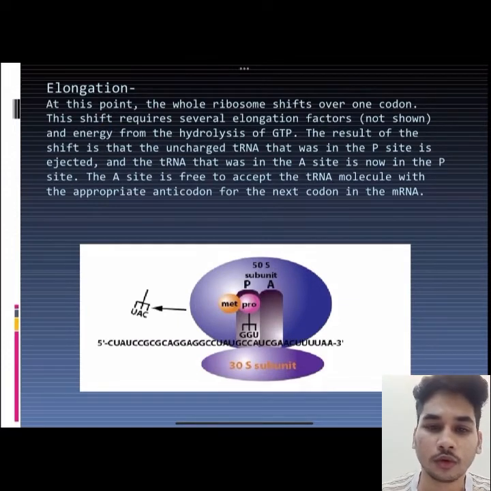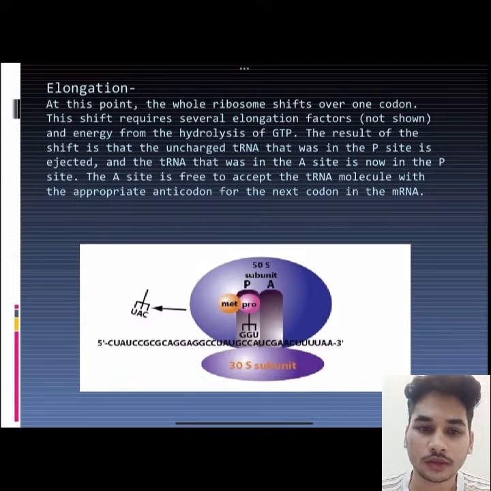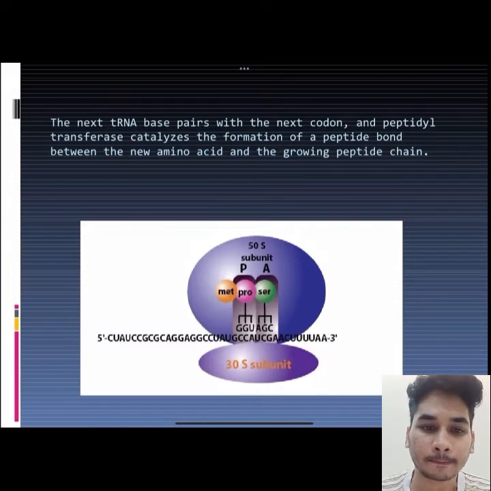Elongation. So at this point, the whole ribosome shifts over one codon. This shift requires several elongation factors and energy from the hydrolysis of GTP. The result of the shift is that the uncharged tRNA that was in the P site is ejected, and the tRNA that was in the A site is now in the P site. So the A site is free to accept the tRNA molecule with the appropriate anticodon for the next codon in the mRNA.